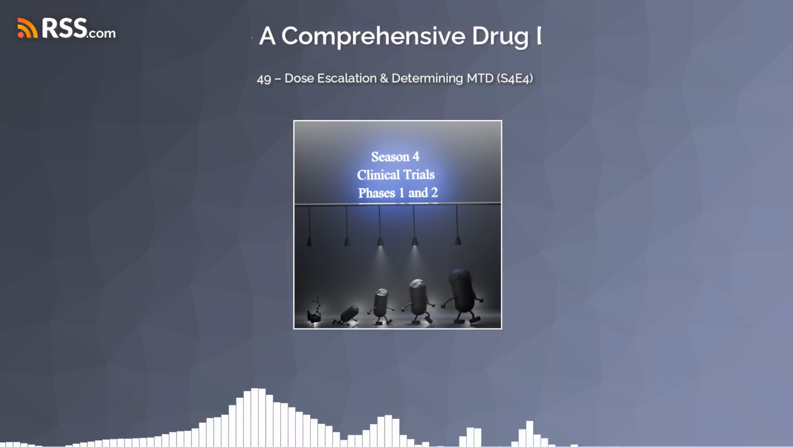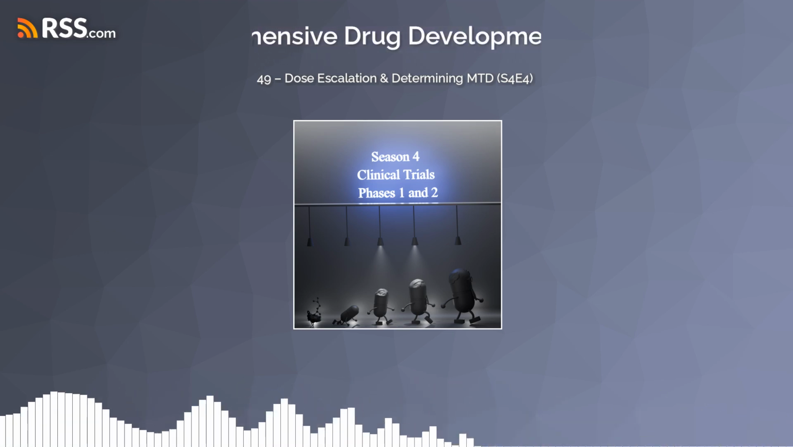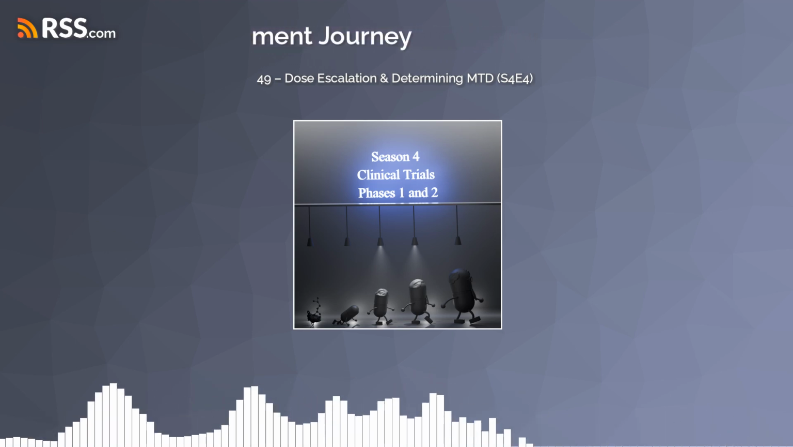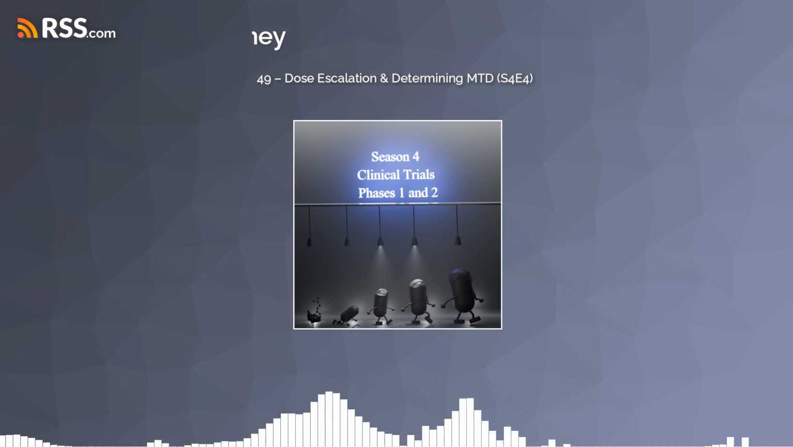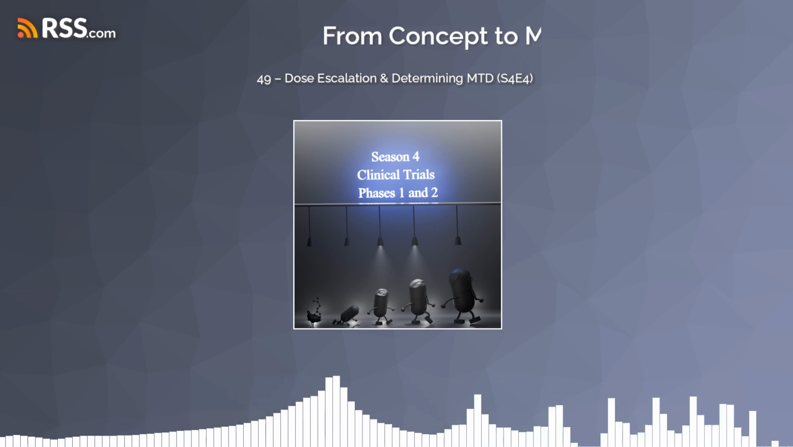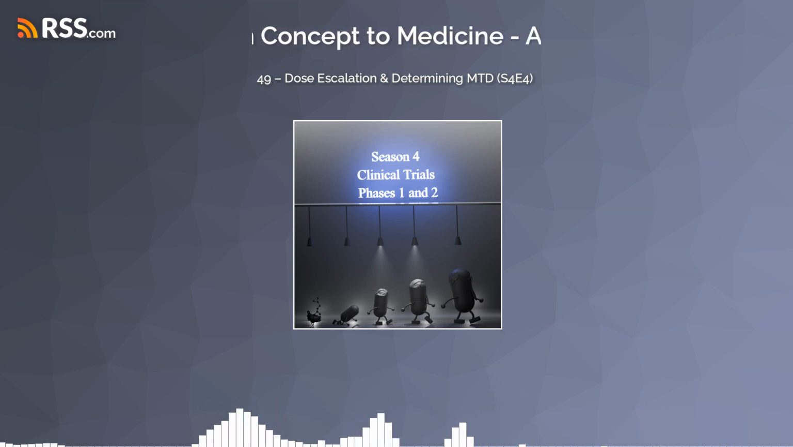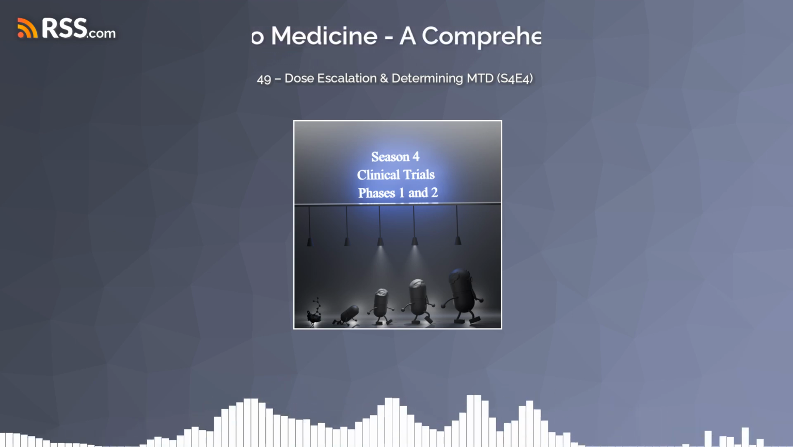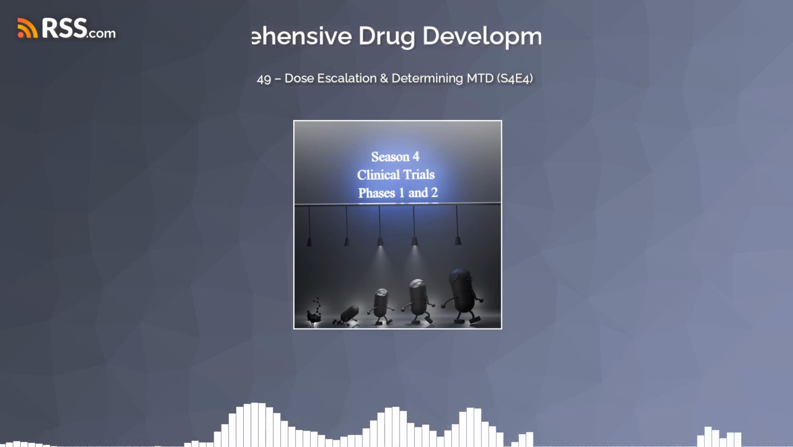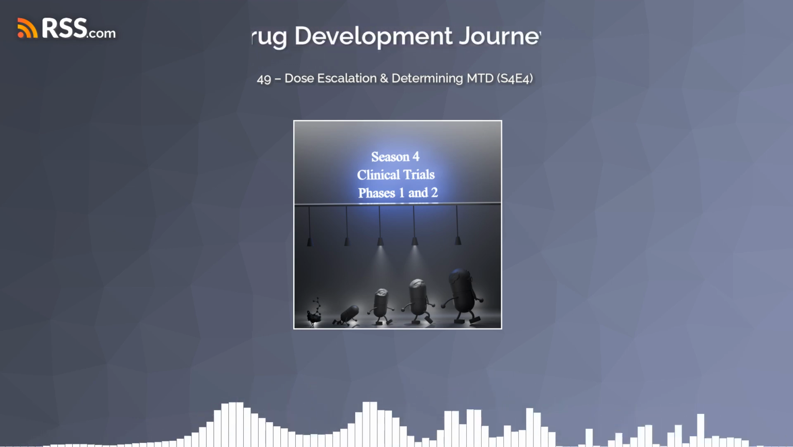Speaking of evolving, I understand AI is starting to play a role in drug development. I'm curious, how's this cutting-edge technology impacting the world of dose escalation? That's a great question. AI and machine learning are being used to analyze massive amounts of data from preclinical studies and clinical trials. They can help to identify potential safety signals early on, predict how a drug might behave at different doses, and even suggest optimal dosing regimens.